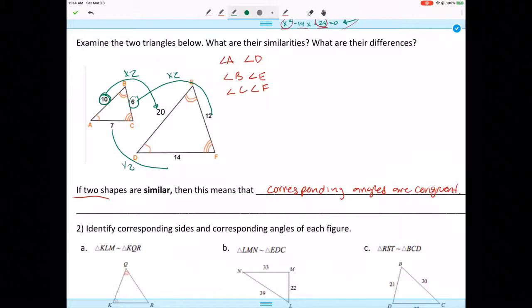Okay, so basically what we're finding here is that corresponding sides, what we call those, are proportional. So corresponding sides are proportional.